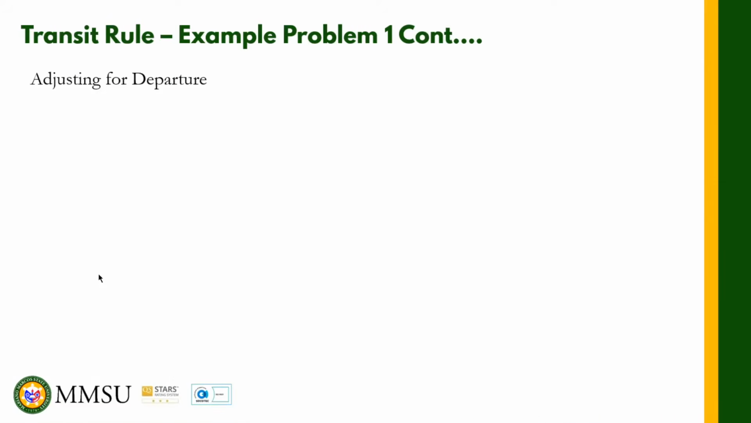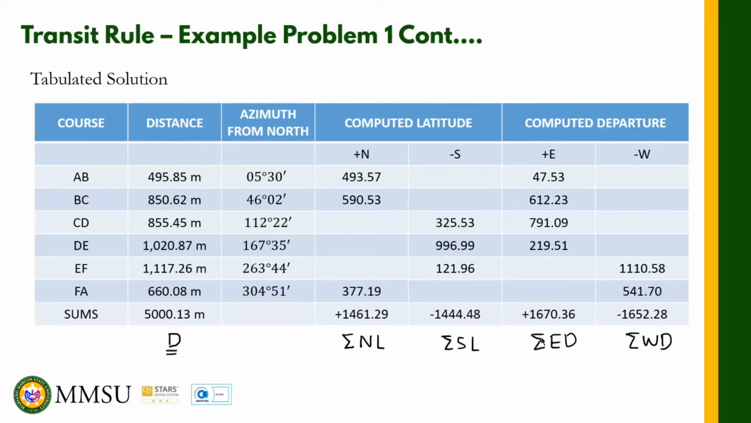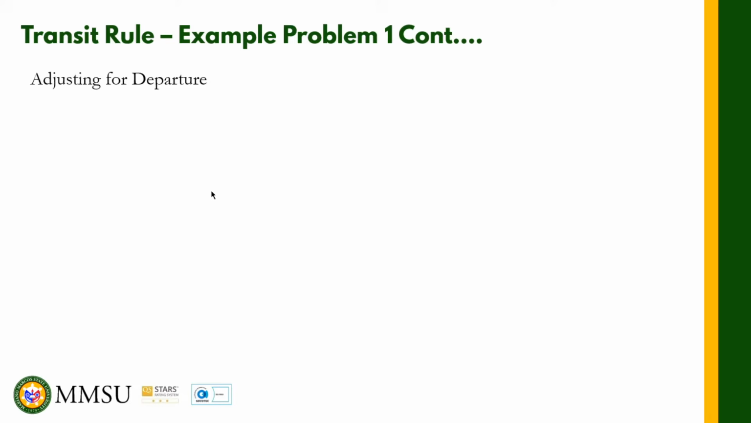Okay, so let us now adjust the departure for each course. First, let us adjust the departure for AB. But before we do that, let us analyze what's happening with the departure. The sum of the east departure is 1670.36, while the sum of the west departure is 1652.28. The east departure is larger, so we are going to subtract the correction from the positive east departures, and we are going to add it to the west departures. Okay, so that's what we will do for the adjusting of departure.